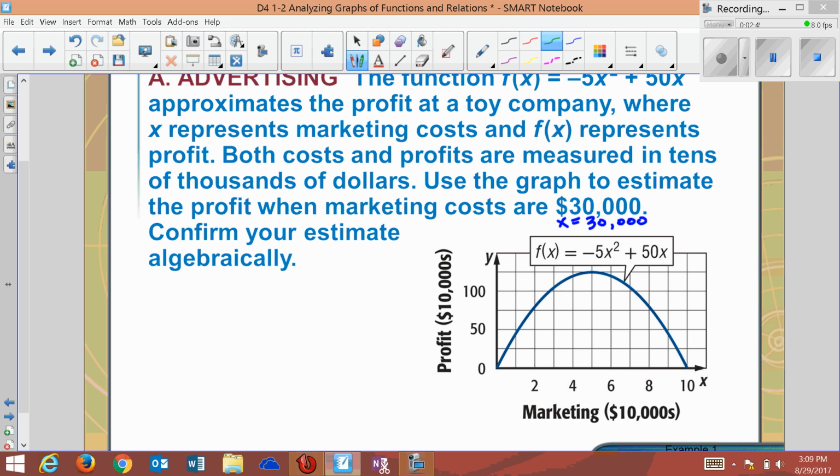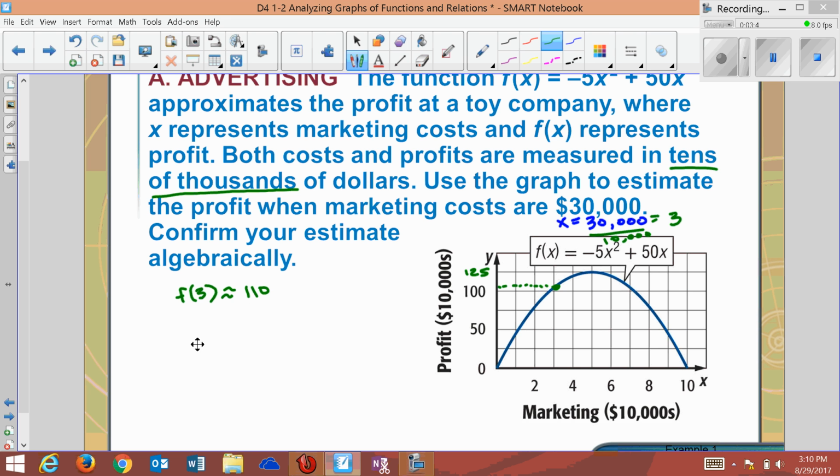Now, since these are measured in tens of thousands, that means that 2 over here is actually equal to 20,000. 4 would be 40,000. So estimate the cost when x equals 30,000. That's the same thing as saying x equals 3 when you divide by 10,000. So when x is 3, which is here, we can estimate our y value. It looks like to me it'll be just above 110,000s. Now it says confirm your estimate algebraically. So we're going to estimate that f of 3 is approximately a little bit more than 100. It looks like these are counting. This would be 125 here. So I'm going to say maybe around 110.